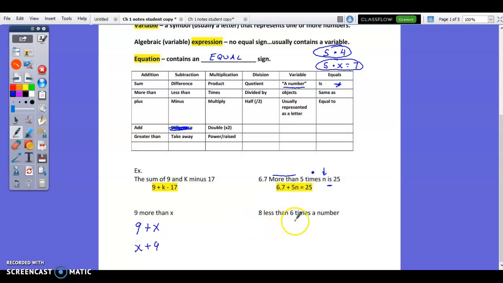And here we have 8 less than 6 times a number. So if we break this down, a number could be our variable, right? So maybe we say that that's x. So we have 6 times x, right? And we're taking 8 less than that. So if I have 6 times x and I take 8 less than that, I'm going to subtract 8 from that. This would be one of those examples where if we said 8 minus 6x, that would be incorrect order. So for subtraction and especially division, you have to be careful of what order you put them in. But for multiplication and addition, it really doesn't matter what order you put them in. So 6 times a number and we're taking 8 less than that, this would be our answer: 6x minus 8.